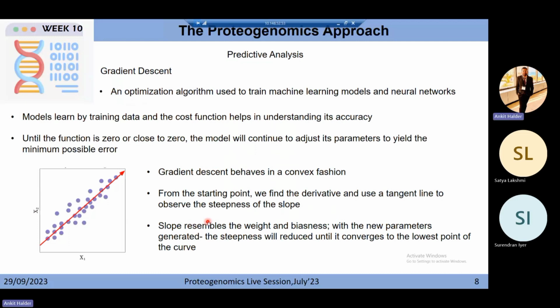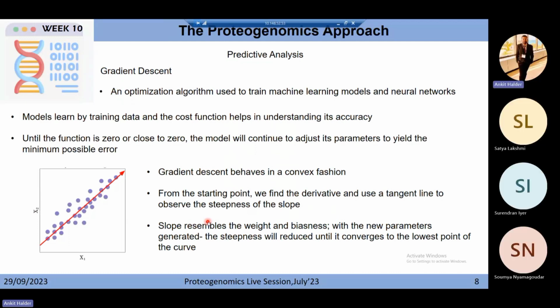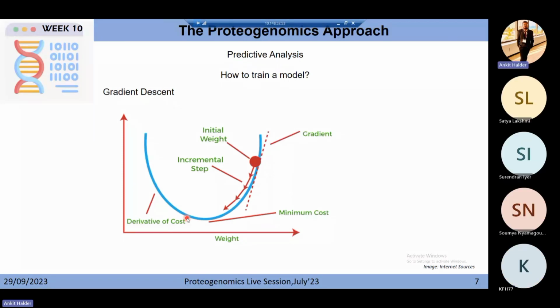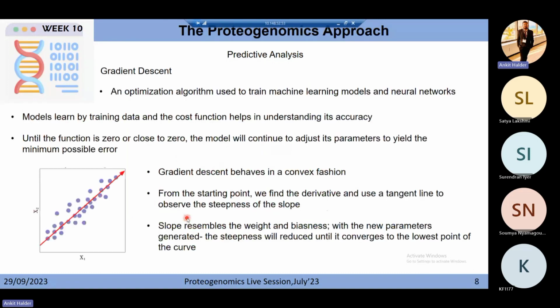This is an optimization algorithm that is used to train machine learning models and neural networks, so both the ML models and the neural networks. In better terms, it is known as your optimization algorithm. Models learn from training data, and the cost function helps in understanding its accuracy. As I mentioned, the cost function, or the cost or the error, helps you understand how accurate the model is.